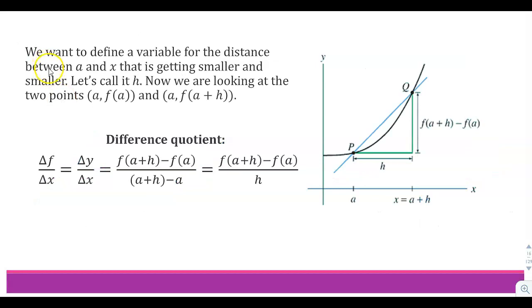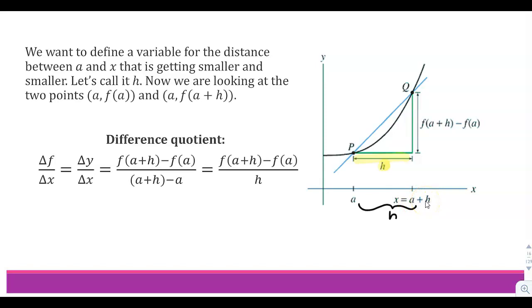And now finally, the last thing we're going to do here is define a variable for the distance between a and x that's getting smaller and smaller. We're going to call it h. So if I look over here, I'm defining this distance h between a and x. So that would mean that this distance right here is h, which means that x is a plus h.